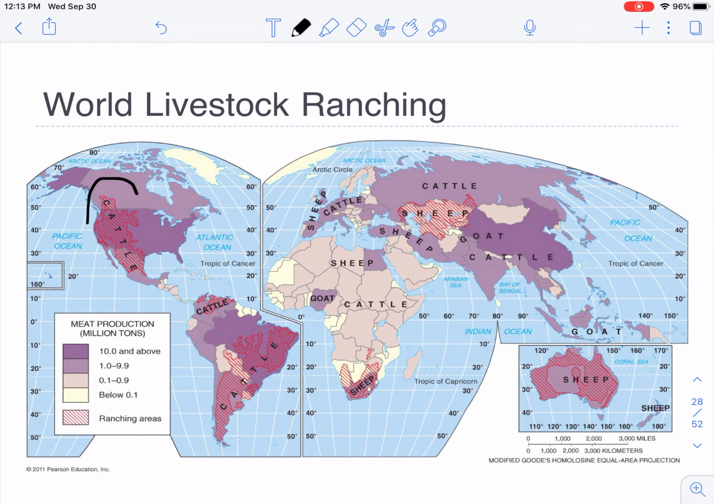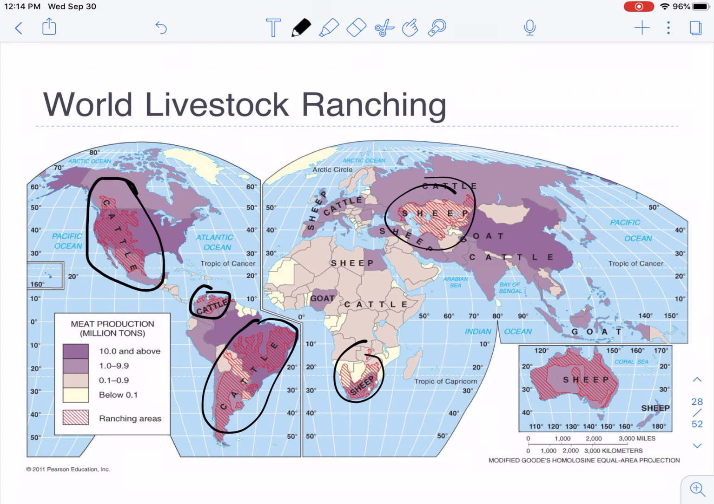When you look at the world in livestock ranching, where is it occurring? You have the western United States, the northern part of South America, and then the eastern coast of South America, the southern part of Africa, Central Asia, Australia, and New Zealand as your largest ranching areas.